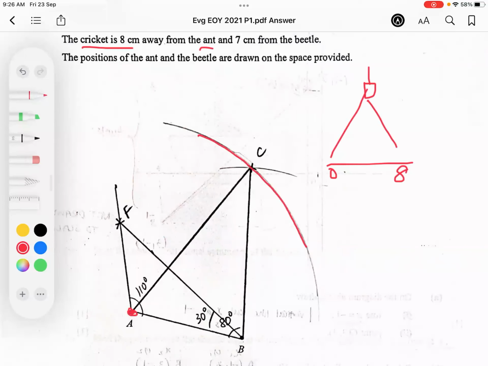Okay, some of you draw a very long arc. Later you can erase a bit to neaten up your area. If not, too many lines, you get confused. Okay, but if not necessary, it doesn't matter.